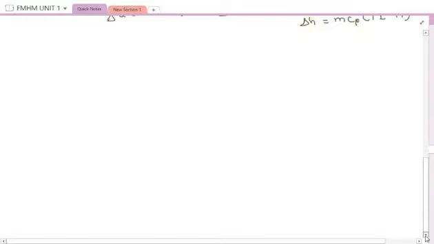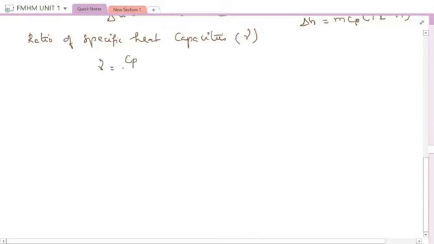Okay, fine. We will move on to the next case: the ratio of specific heat capacitance, which is denoted by the symbol gamma. So gamma is nothing but the ratio of the specific heat at constant pressure and the specific heat at constant volume, which is a very important parameter, right?